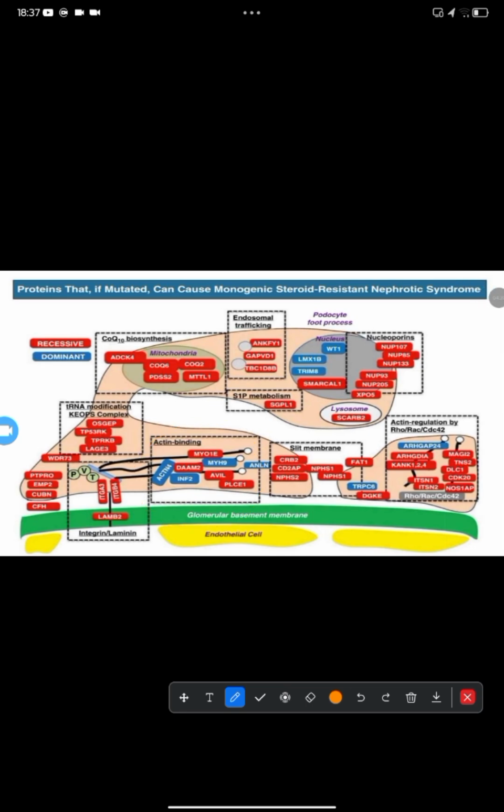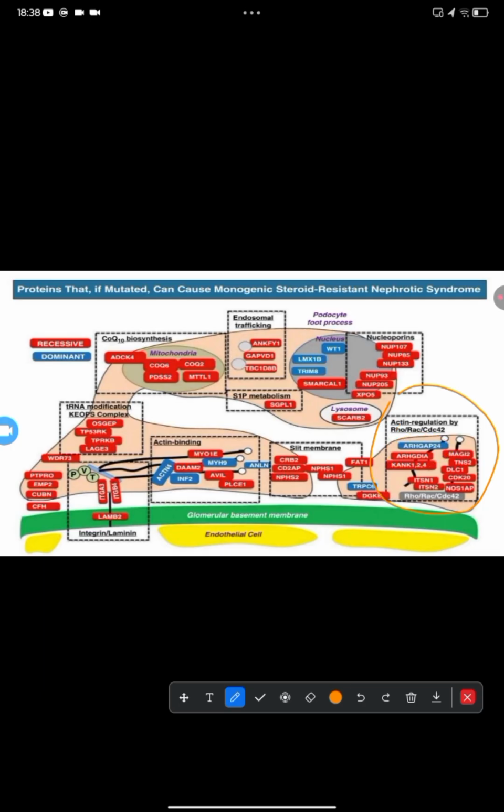And always with the actin cytoskeleton, we have the actin regulation genes, which might give nephrotic syndrome through several genes like ARHGDIA, KANK1, KANK2, KANK4, ITSN1, ITSN2, MAGI2, TNS2, DLC1, CDK20, and NOS1AP. The single dominant exception in this pathway is ARHGAP24, colored in blue, which is a dominant gene.